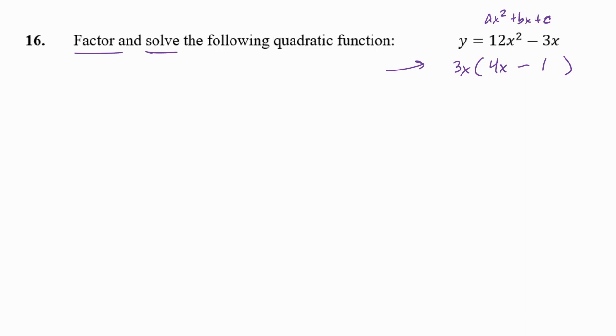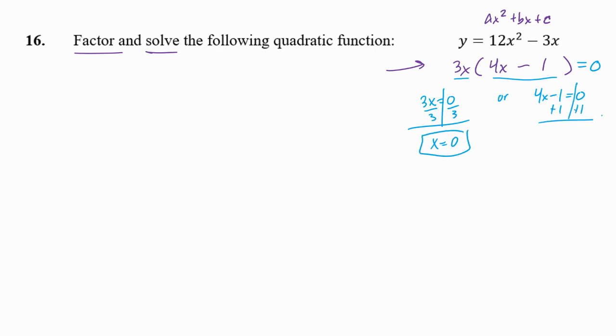Okay. Now, in order to go ahead and solve it, I'm just going to take it one step further, set it equal to 0. Now, we're going to do 3x is equal to 0 and 4x minus 1 because both of those factors contain an x. So 3x is equal to 0 or 4x minus 1 is equal to 0. On the left, all we got to do is divide both sides by 3. Turns out x is equal to 0. On the right, we're going to add 1 to both sides first. That gives us 4x is equal to 1. Divide both sides by 4. Turns out x is equal to 1/4 would be my other solution.